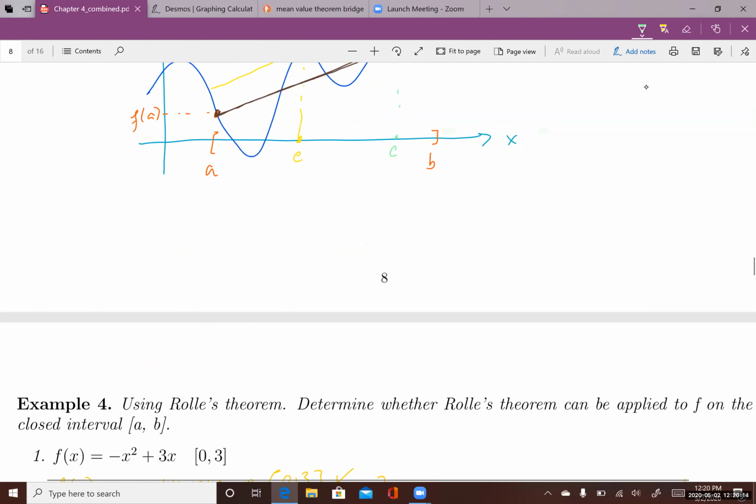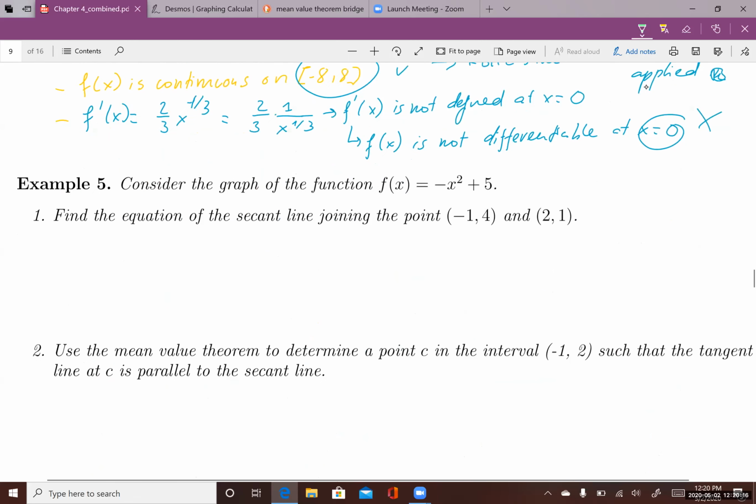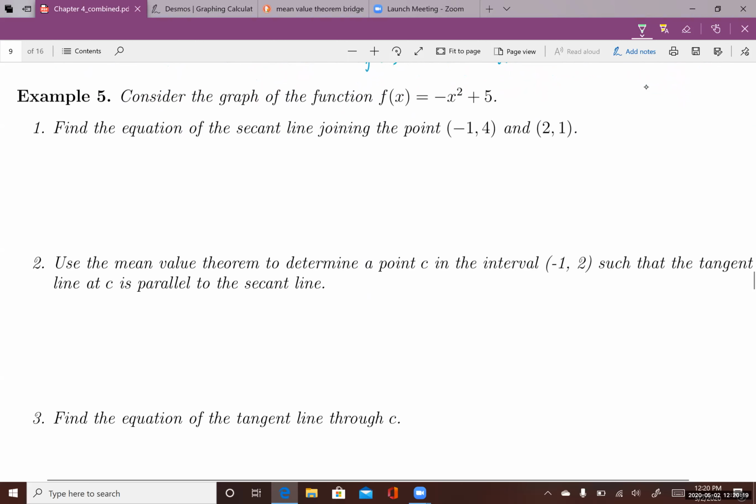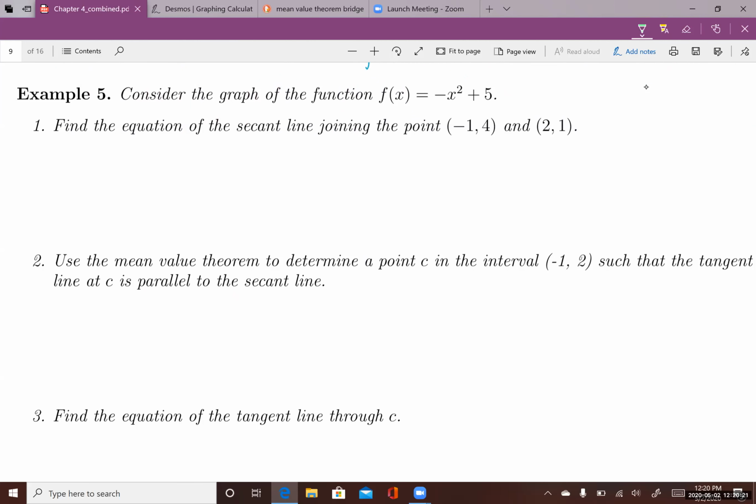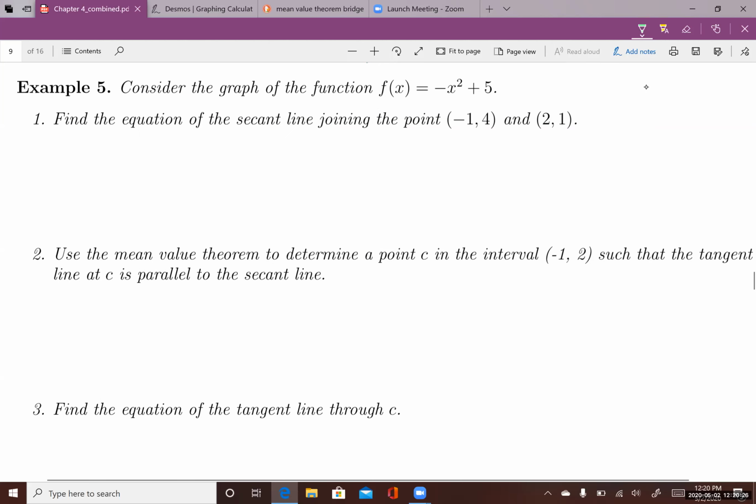Well, let's look at the next example that will maybe illustrate how to use the mean value theorem. Let's consider the function negative x squared plus 5, a parabola, as we know. This function is continuous everywhere, and it's also differentiable everywhere. So the first 2 conditions of the mean value theorem are already satisfied. All right, so that's what we know.